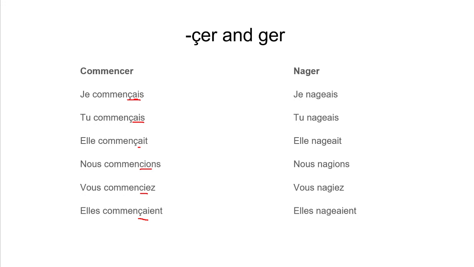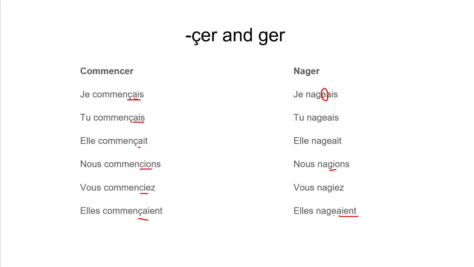Everywhere you needed a cedilla over here, you'll need an E over here, because the E after the G preserves the soft G sound. So it's je nageais, tu nageais, elle nageait, nous nagions. We do not need an E here because it's in front of an I. Vous nagiez and elle nageait. We need the E here because it's in front of an A.